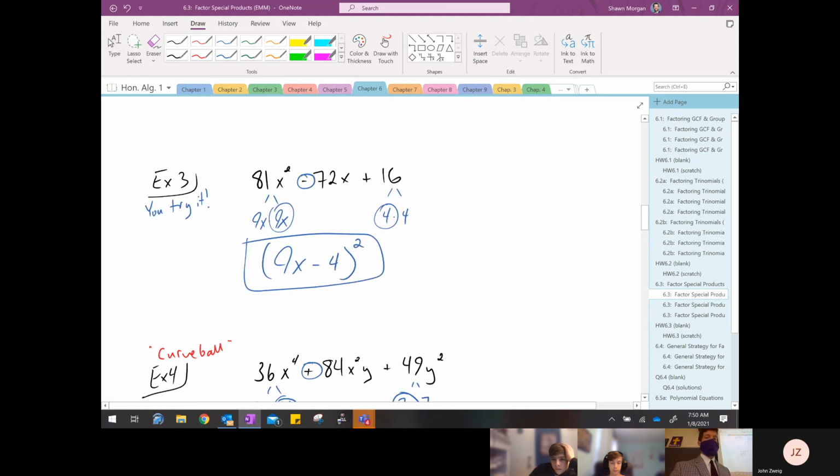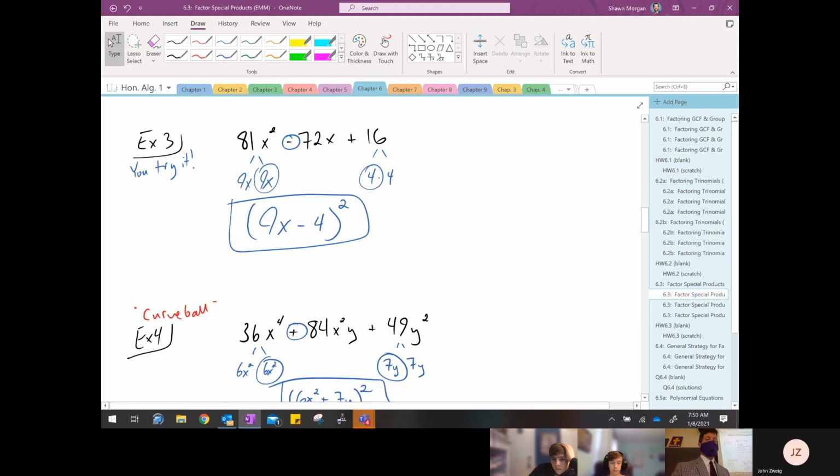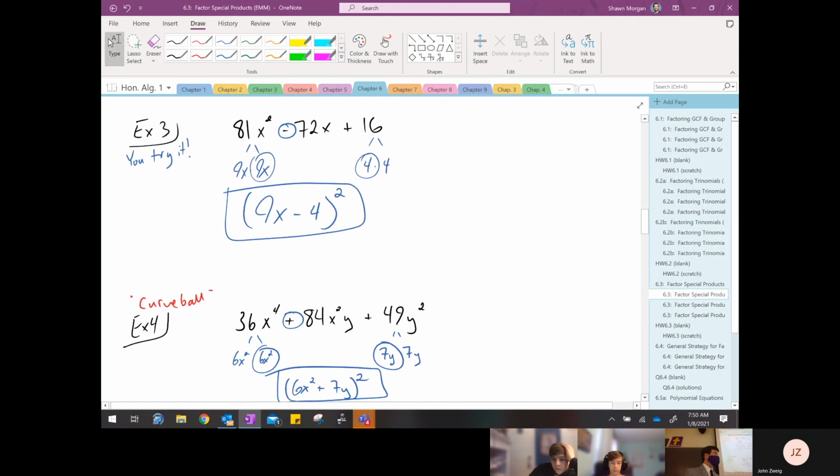Because we were subtracting at the very beginning in the middle. Go back and look at your templates and remember that if there's a plus sign in the middle, then you're going to have a plus sign in your answer. If there's a minus sign in the middle, you're going to have a minus sign in your answer.